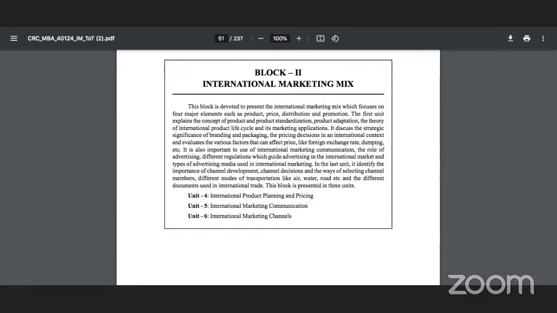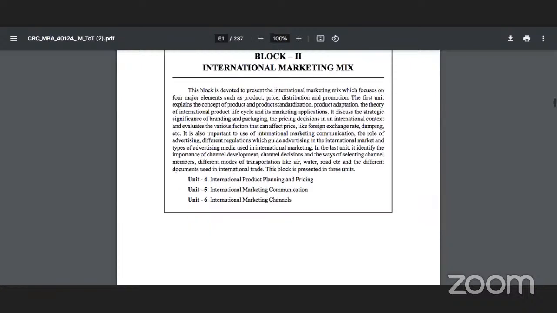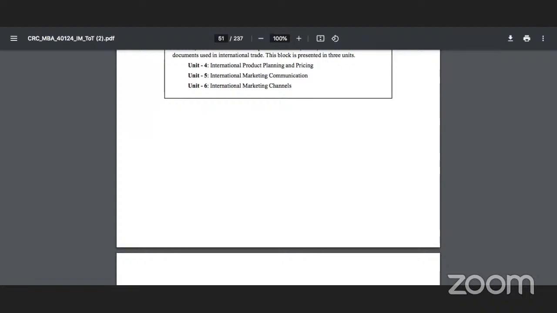So our focus for today's session is on the first unit in Block 2, that is Unit 4, which explains the concept of product and product standardization, product adaptation, the theory of international product life cycle and its marketing applications. It discusses the strategic significance of branding and packaging, the pricing decisions in an international context, and also evaluates the various factors that affect pricing. Fundamentally, factors like exchange rate, dumping, etc. So we'll focus on this and we'll talk about the other units in Block 2 at a later date.